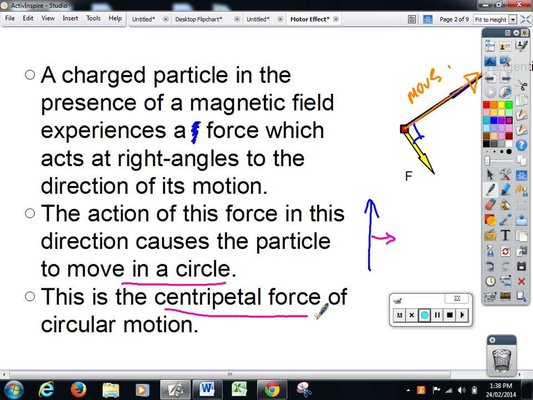Okay. So the important part there is all charged particles. A charged particle, whether it be a proton or a neutron, but for us it's electrons, in the presence of a magnetic field. So the magnetic field causes a centripetal force. So electrons get pushed in circles when they are moving in a magnetic field.